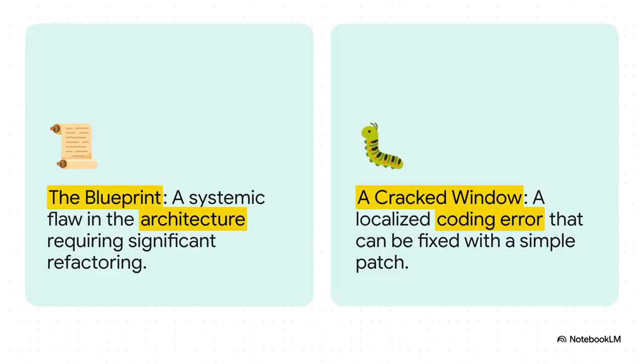Okay, to really get this, let's use an analogy. Think of it like this. A normal bug in the code, that's like a single cracked window in a house. It's a problem, for sure, but it's contained. Insecure design, that's like building the entire house without ever even planning to put locks on the doors. It's a massive, systemic problem that's way, way harder to fix.